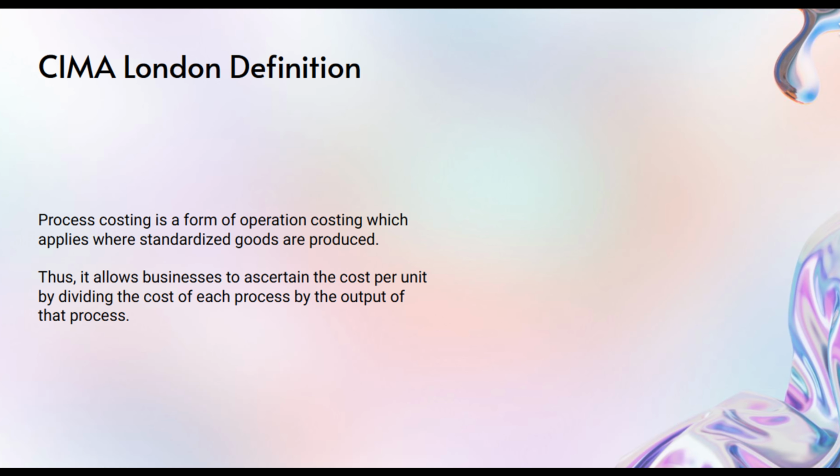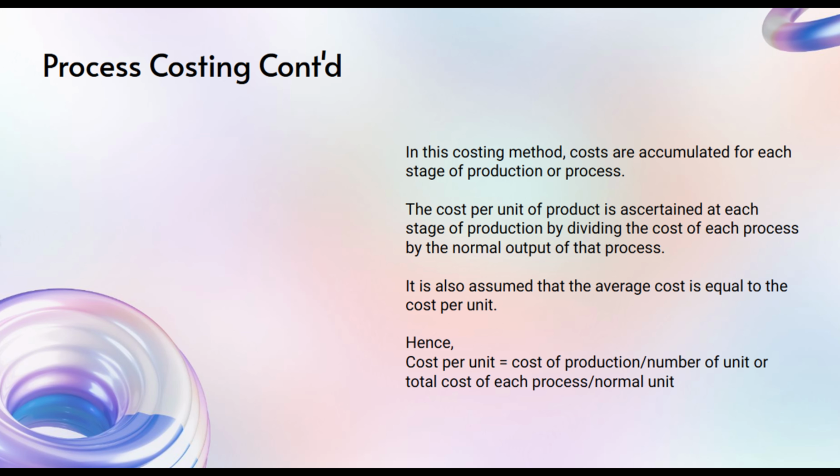According to the CIMA London definition, process costing is a form of operation costing which applies where standardized goods are produced. Thus, it allows businesses to ascertain the cost per unit by dividing the cost of each process by the output of that process. In this costing method, costs are accumulated for each stage of production or process.